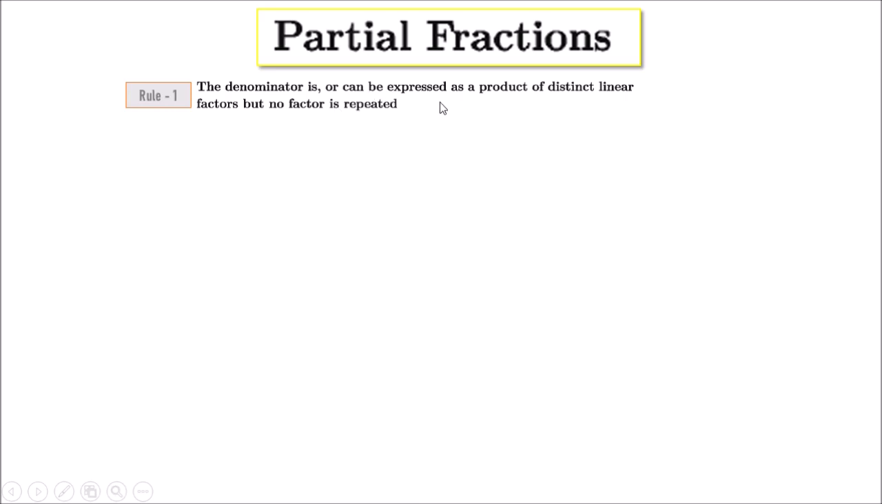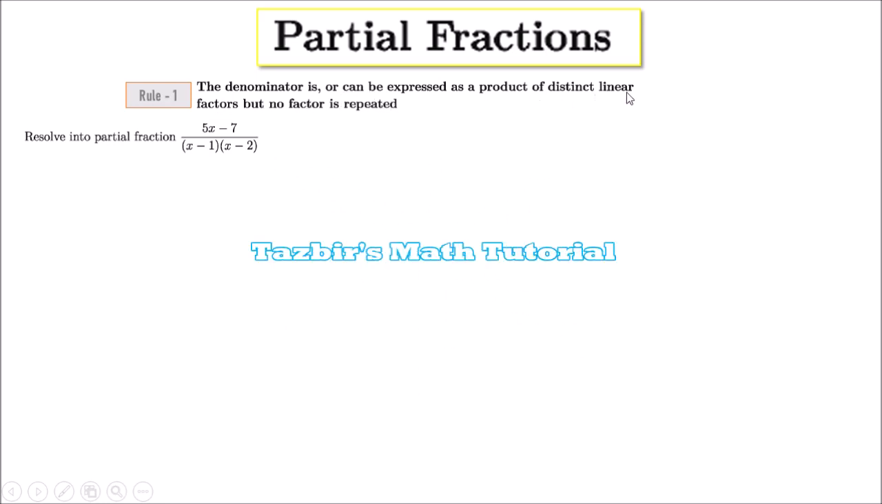The denominator is or can be expressed as a product of distinct linear factors, but no factor is repeated. Here is a question: resolve into partial fractions 5x minus 7 by x minus 1 into x minus 2. Here the denominator is a product of distinct linear factors. Two different factors are there, but no factor is repeated. Is there any repetition? No. x minus 1 appears once and x minus 2 appears once. So there is no repetition. These are the distinct linear factors, so you can solve this one.